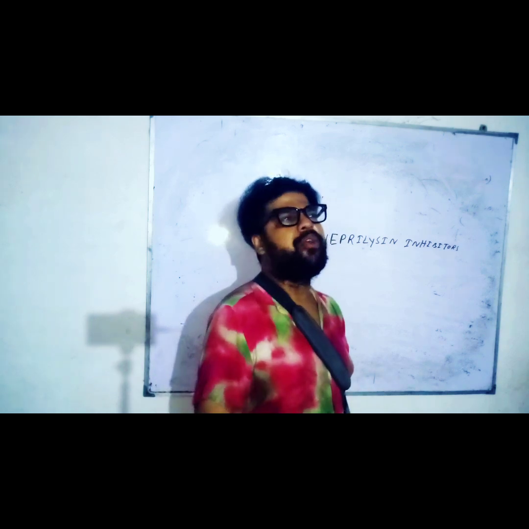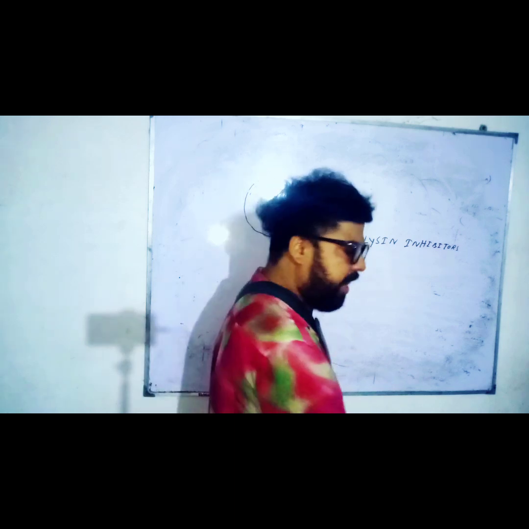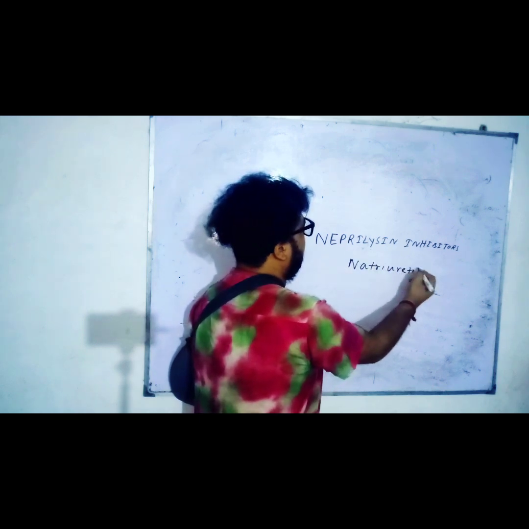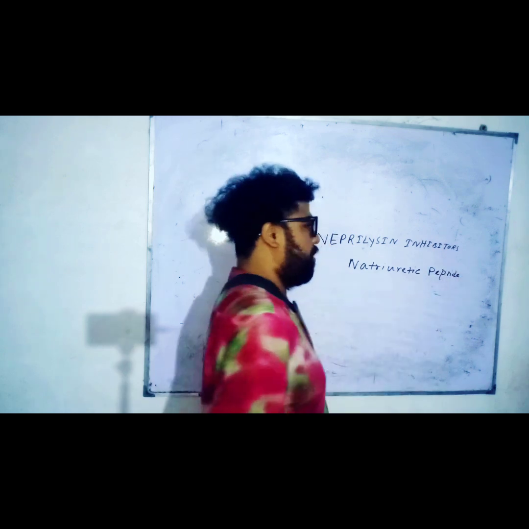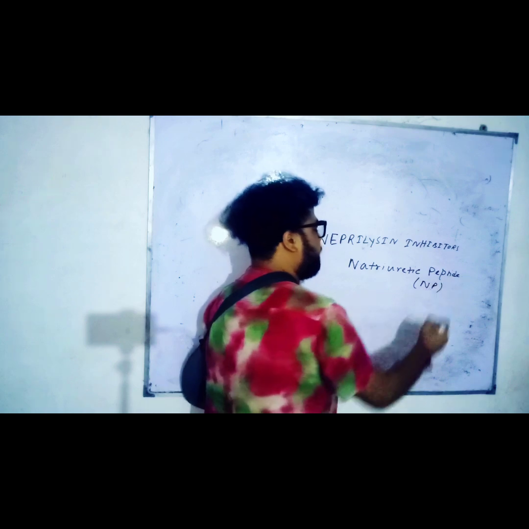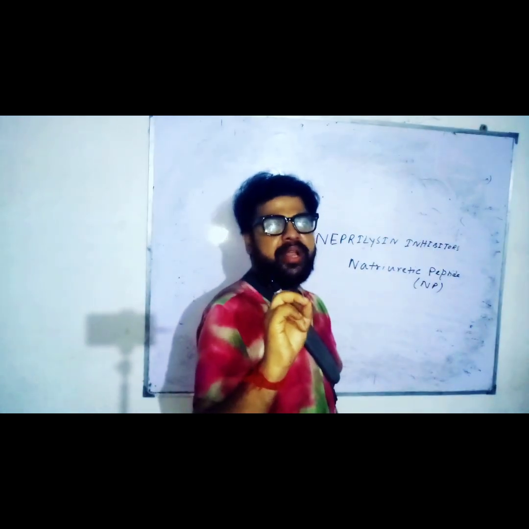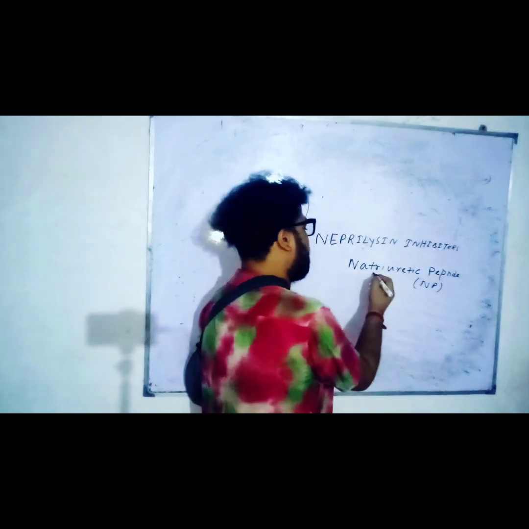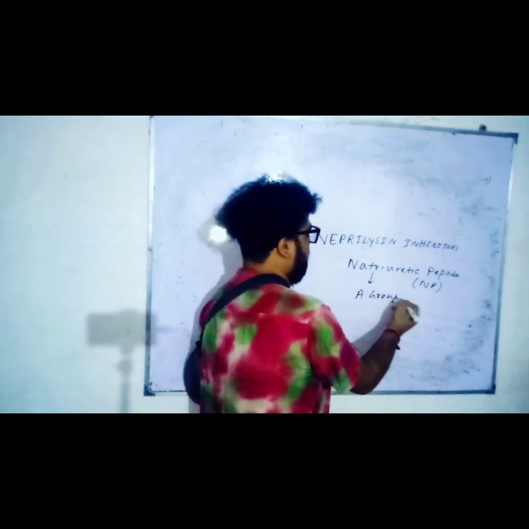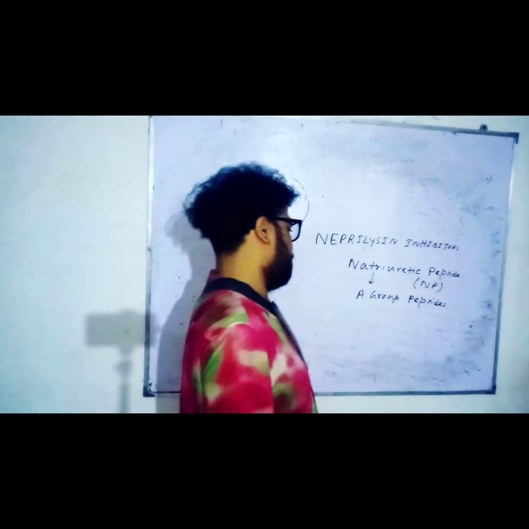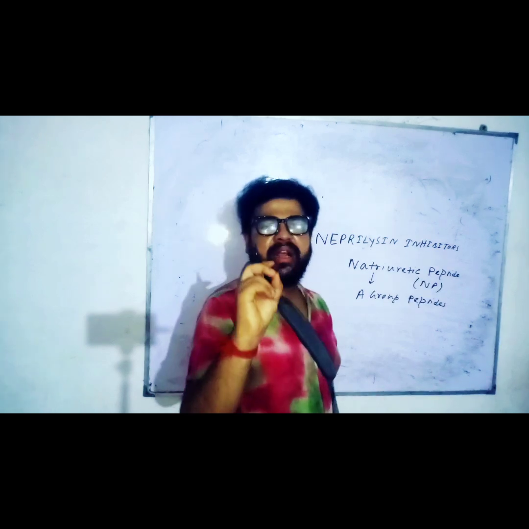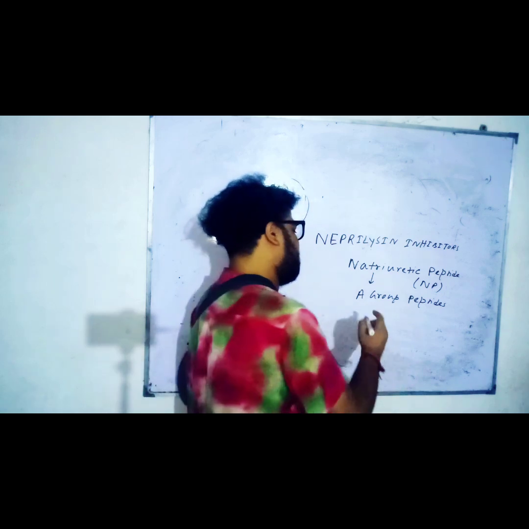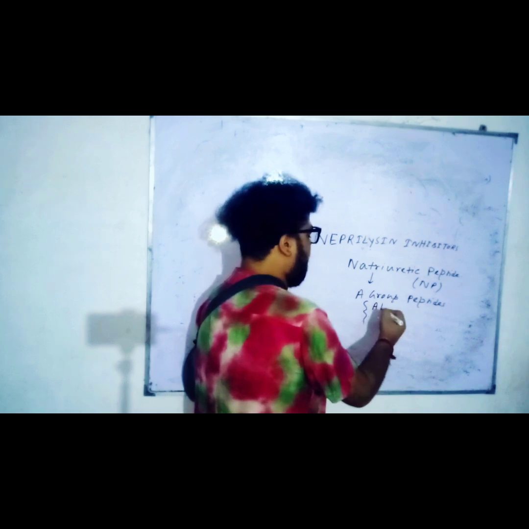But before that, I will discuss the natriuretic peptide. In short, it is called NP. So natriuretic peptide is basically a group of peptides which are synthesized mainly in different organs. They are synthesized in the atrium of the heart.